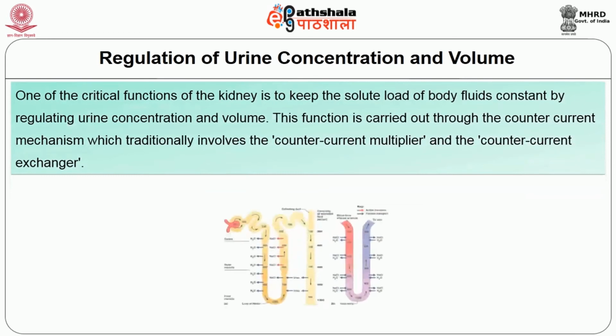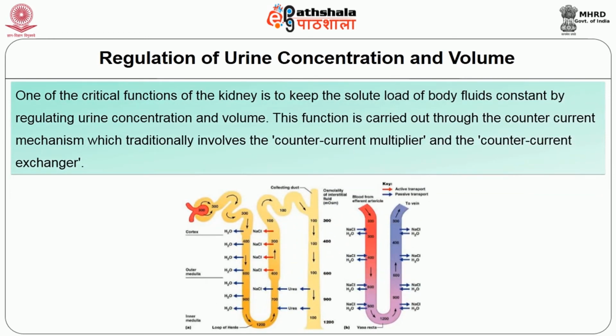One of the critical functions of the kidney is to keep the solute load of body fluids constant by regulating urine concentration and volume. This function is carried out through the counter current mechanism, which traditionally involves the counter current multiplier and the counter current exchanger. The first takes place in the region of the nephron called the Henle's loop, and the second occurs in the region of the peritubular capillary bed called the vasa recta. Both are involved in establishing an osmotic gradient throughout this region.